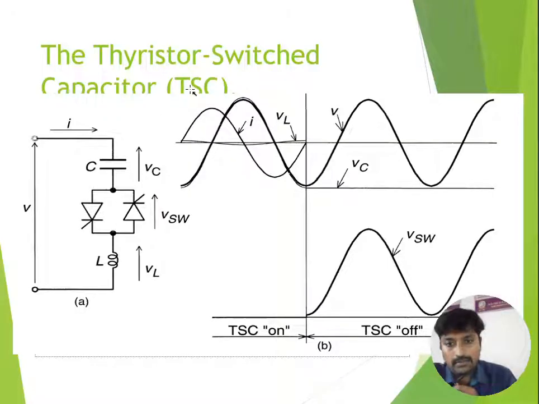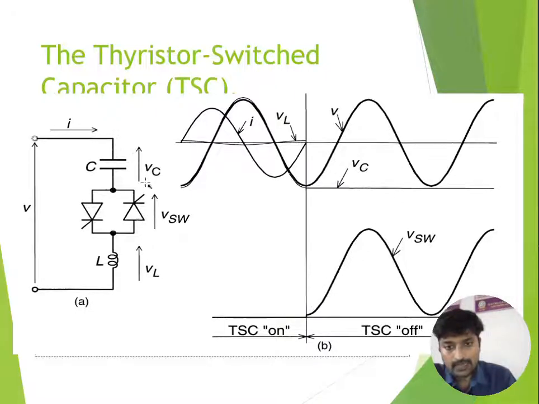Same operation, but this is a capacitive circuit, that's why the current is in leading condition and the voltage is lagging. This is also a shunt connected circuit, that's why the voltage is always constant and the current magnitude changes. And you can clearly observe two conditions here, the thyristor switched capacitor on condition and off condition. If it is on, current passes. If it is off, the current value is 0.